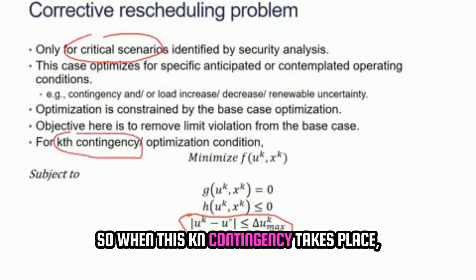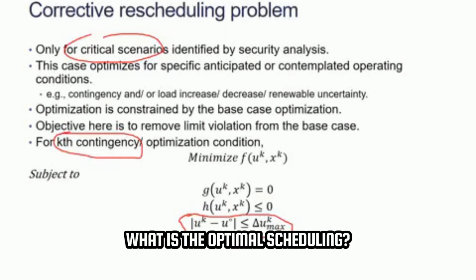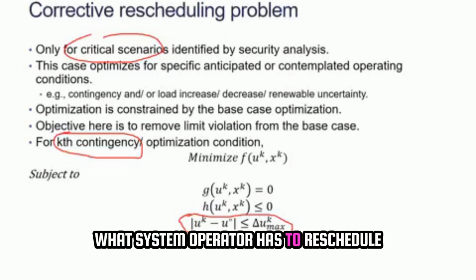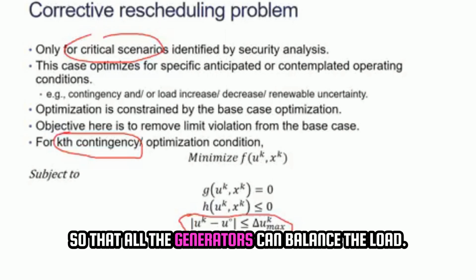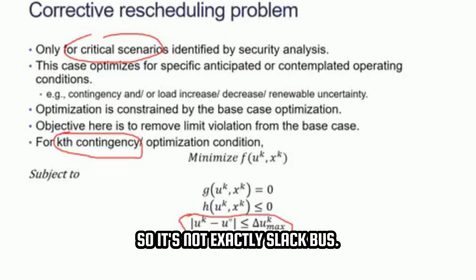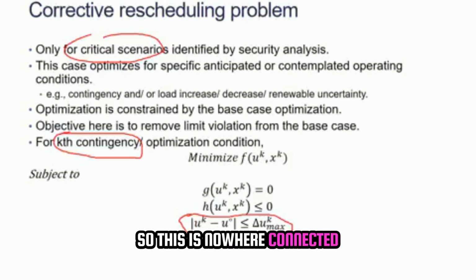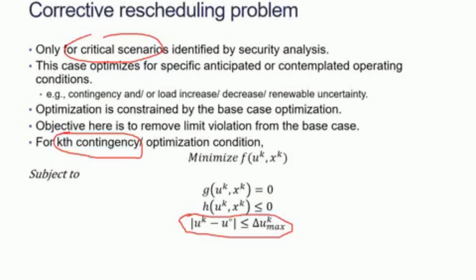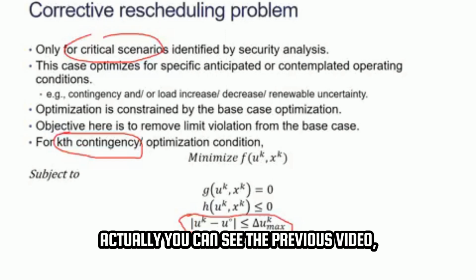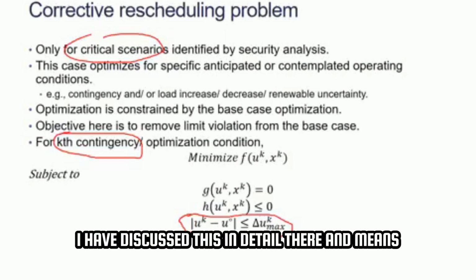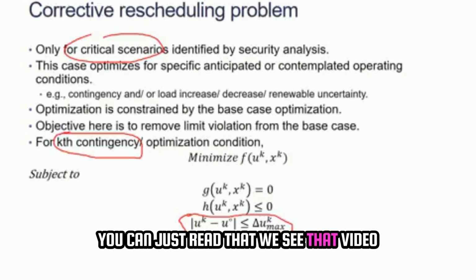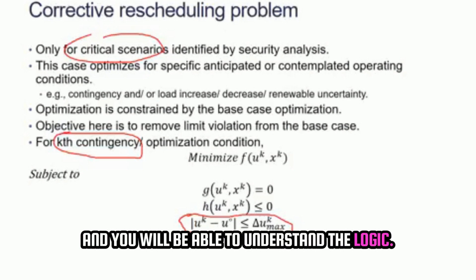So when this kth contingency takes place, what is the optimal scheduling the system operator has to do so that all the generators can balance the load? So it's not exactly slack bus, it is all the generators that actually satisfy that. This is nowhere connected with slack bus logic, right? You can see the previous video, where I have discussed this in detail, and you will be able to understand the logic.